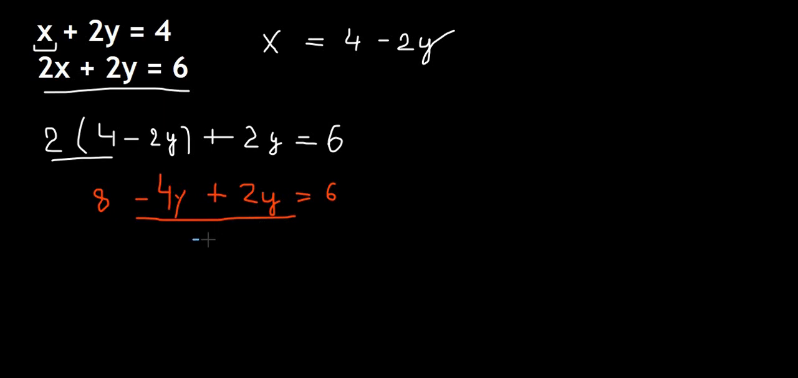minus 2y. So we write it like this: minus 2y is equal to 6, and this positive 8 shifts towards 6 and changes its sign to negative 8. So we write it like this. Now minus 2y is equal to minus 2, because 6 minus 8 is minus 2.